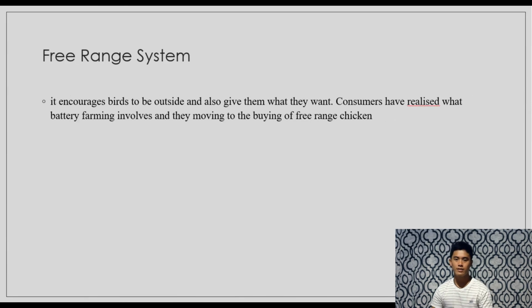The other growing system that we will discuss is the free-range system. The free-range system is very different and the opposite of the battery system because it encourages birds to be outside and also gives them what they want. Consumers have realized what battery farming involves, and they are moving to buying free-range chicken.